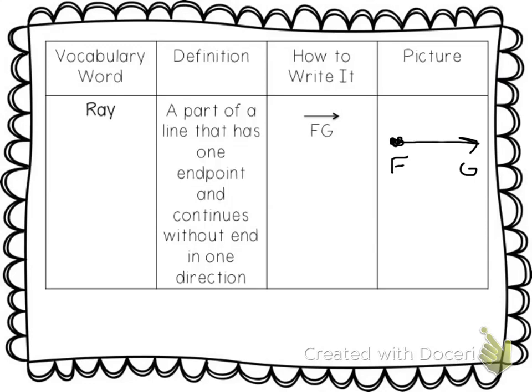So the way that we write it is we write the letters, and then the line on the top has an arrow on one side. This could go any way. It could go up and look like that. It could have the point on the right and go forever on the left. Okay, it doesn't matter.